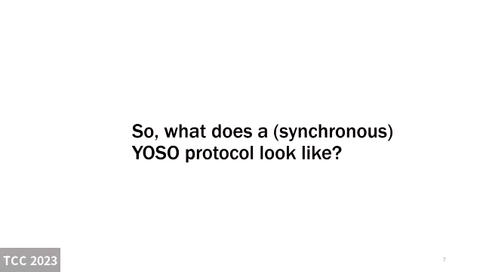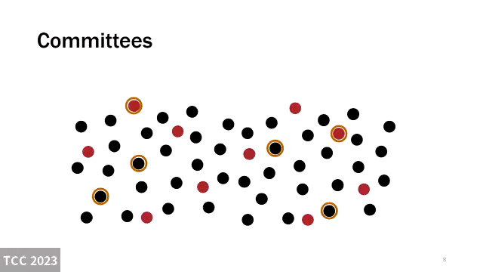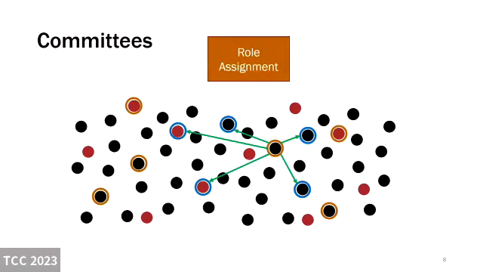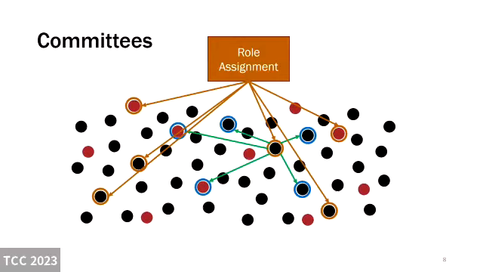So quickly, what do these synchronous YOSO protocols look like? I'm going to introduce a term called committee. So essentially, we progressively have some subset who has a responsibility within our computation, and then they perform some local computation, send out a single message to the next committee, and we proceed like this. And then again, we need some sort of role assignment functionality to assign people to these special responsibilities. And this very quickly looks like a mess.